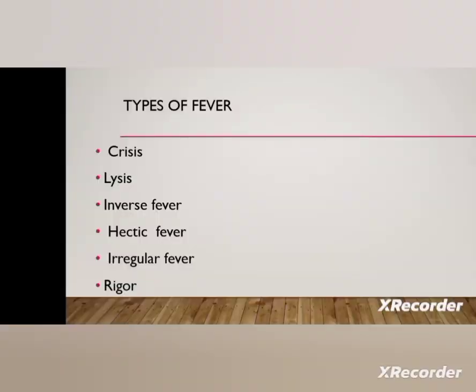Next one, crisis. Crisis is a sudden return to normal temperature from a very high temperature within a few hours or days. So crisis means there will be a sudden return to a normal temperature from a very high temperature within a few hours or days. There are two forms of crisis: true crisis and false crisis.